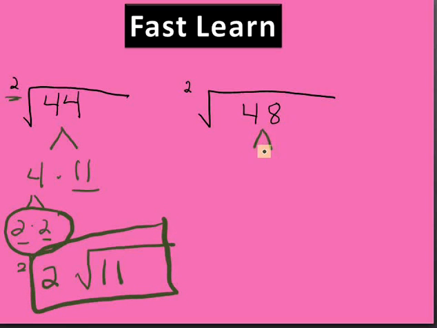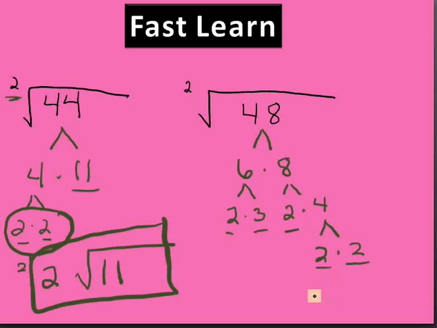Okay, let's do this one. We're going to do 6 times 8. We're going to break down the 6 to 2 times 3. And then we're going to break down our 8 to 2 times 4. And then break down 1 more to 2 times 2. If you need to, underline your prime numbers so that you don't get lost.